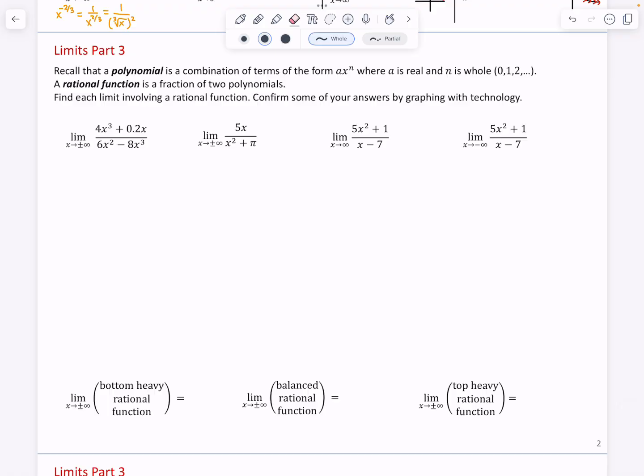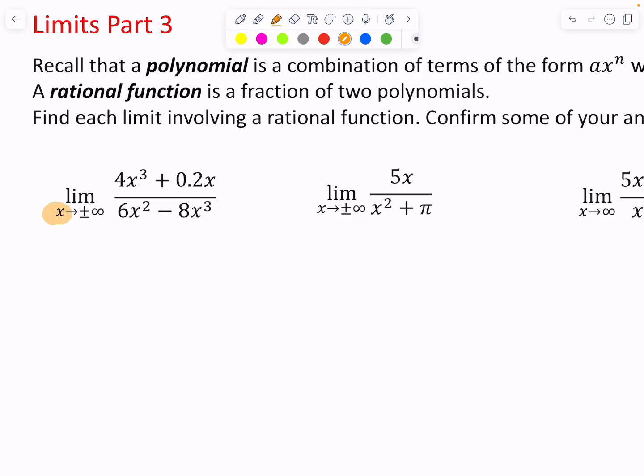Recall that a polynomial is a combination of terms of the form ax to the n, where a is real and n is a whole number. A rational function is a fraction of 2 polynomials. Find each limit involving a rational function. Confirm some of your answers by graphing with technology. Okay, notice that we're going to let x approach both positive and negative infinity in one step.